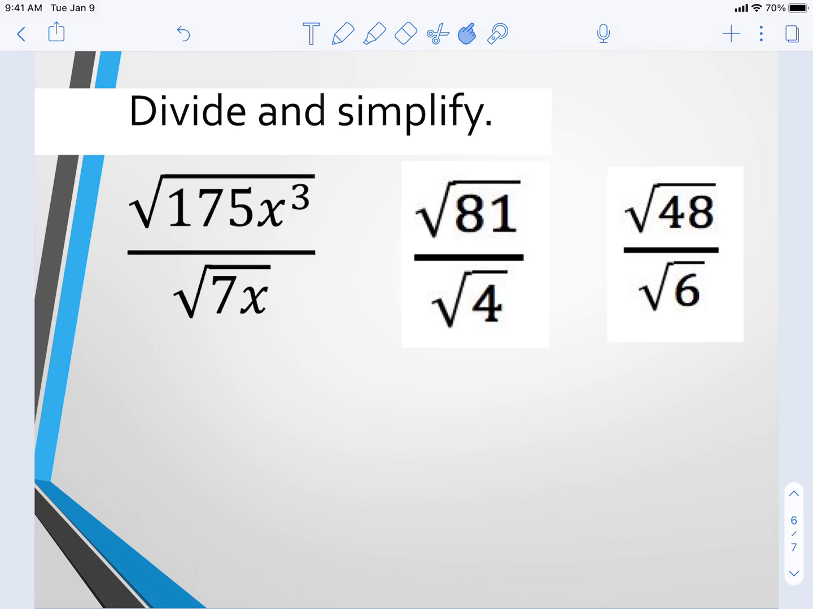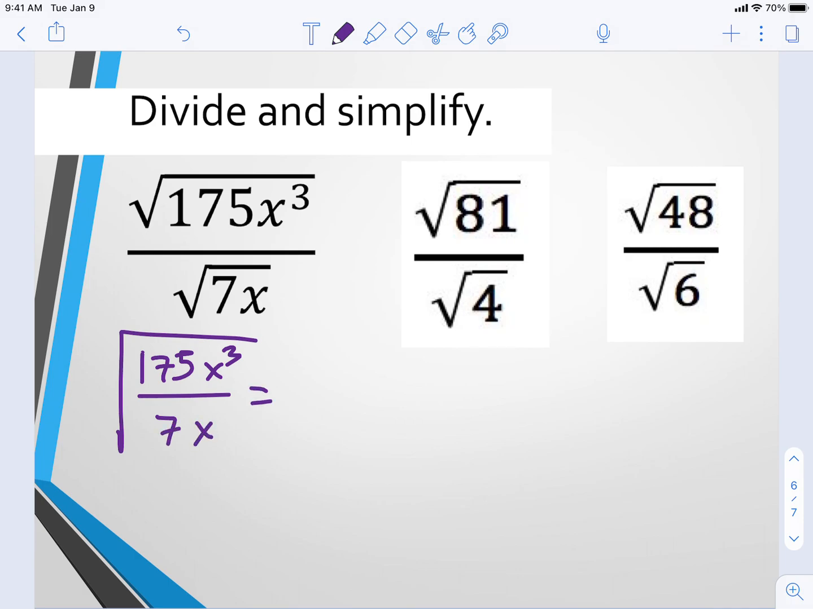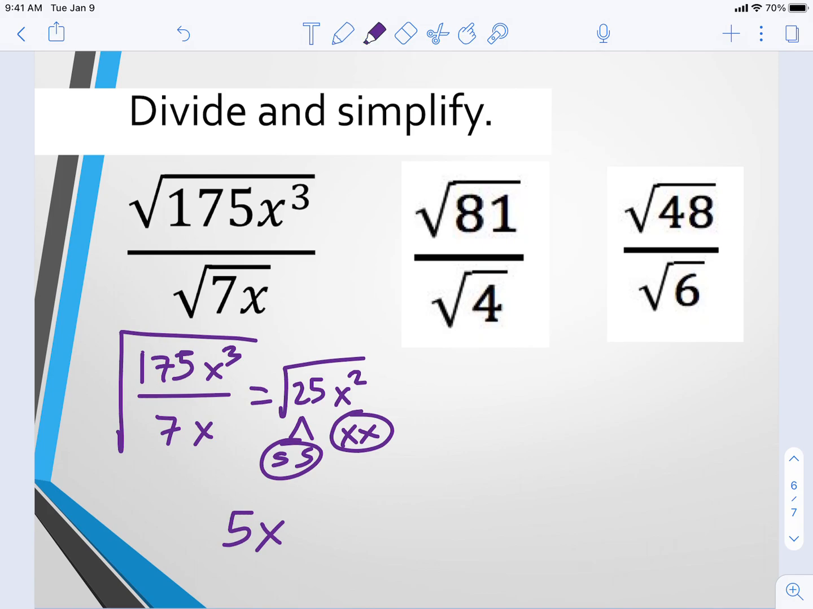All right, divide and simplify. So looking at this first one, we're looking at square roots. 175 and 7 are not perfect squares, so I think this one is going to be better to simplify in one radical first. So I'm going to reduce that. 175 divided by 7 is 25, and x cubed divided by x is x squared. So now 25, 5 and 5, x squared, x and x. Looking for groups of 2. This is a perfect square. So it's 5x. Everything got circled. There's nothing left over, so nothing inside the radical. That is our answer.